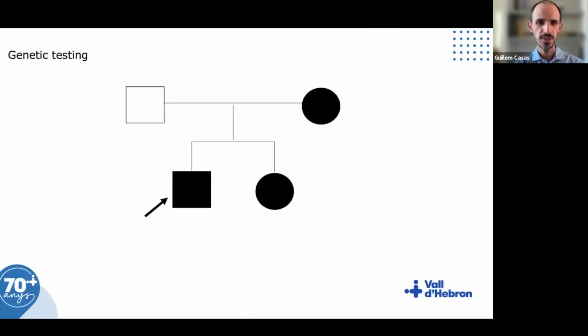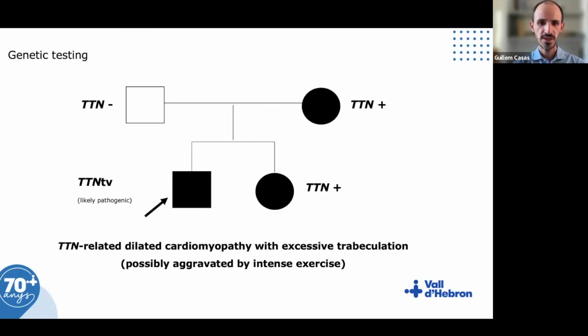Finally, we proceed with genetic testing, and the proband was positive for a truncating variant in titin, which was considered likely pathogenic, and this variant co-segregated adequately. So the final diagnosis was established as a titin-related dilated cardiomyopathy with excessive trabeculation, which could nevertheless be aggravated by intense exercise. In the evolution, the proband remained asymptomatic with no events, with a mildly reduced ejection fraction, and he is on low doses of heart failure therapy medication.